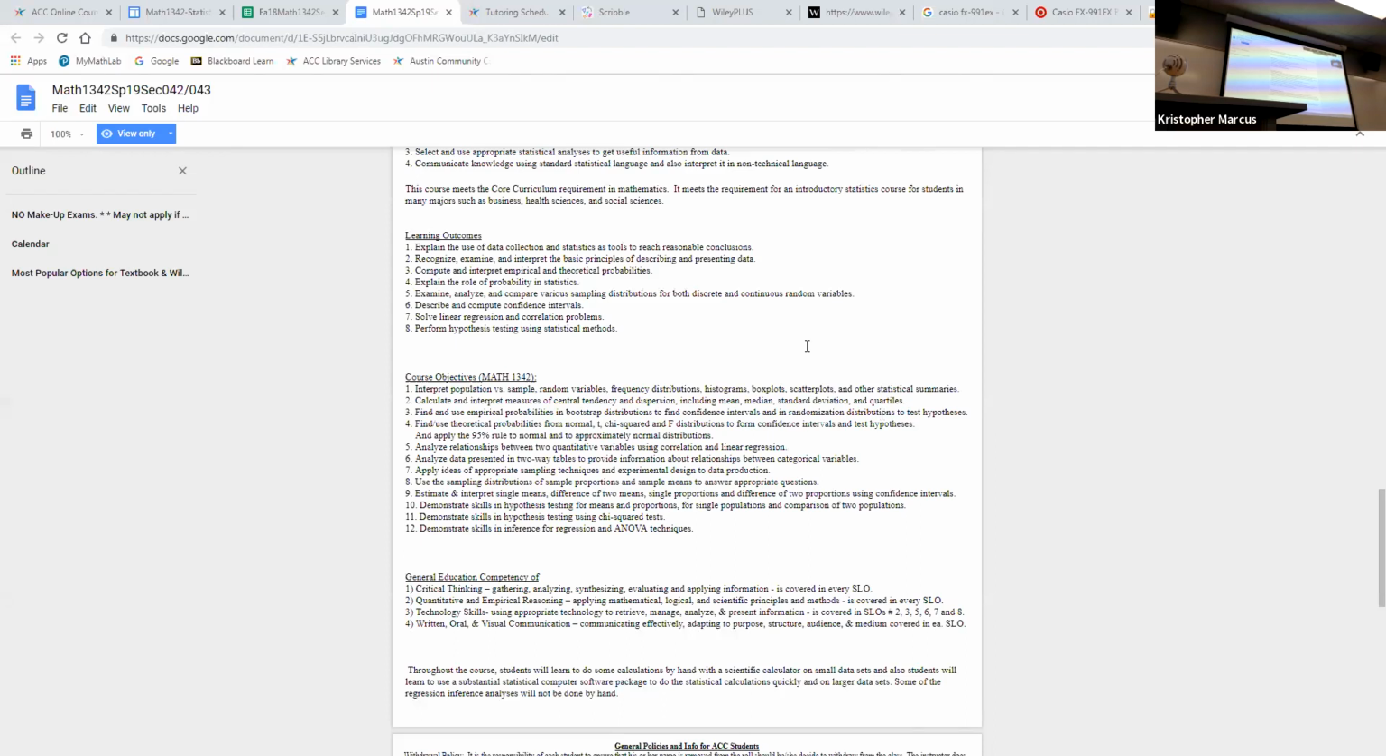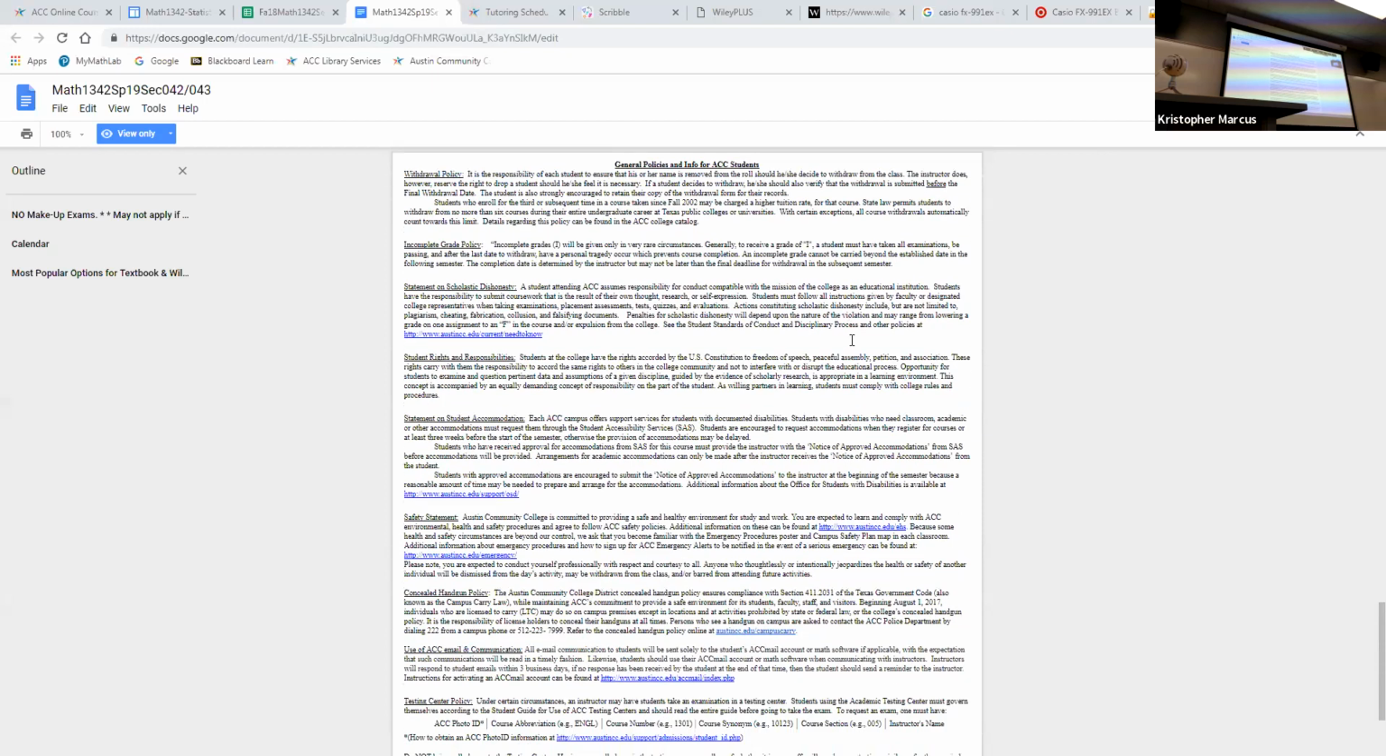The other thing that's here, on the back side of this page, in the finer print, is all of the general policies for ACC. Now, we're not going to go through this.